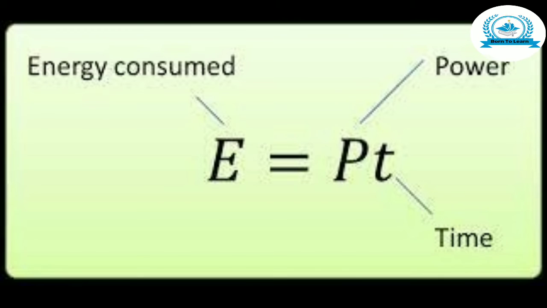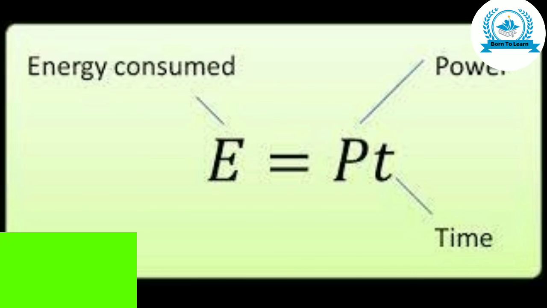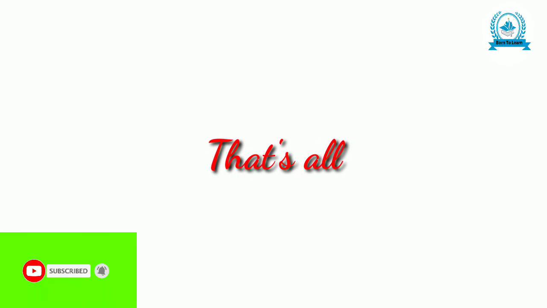Now we use different electrical appliances in our homes. We use electric bulbs, tube lights, fans, electric iron, radio, TV and refrigerator, etc. All these household electrical appliances consume electrical energy at different rates. Our electric bill depends on the total electrical energy consumed by our appliances over a given period of time, say a month. That's all for today.